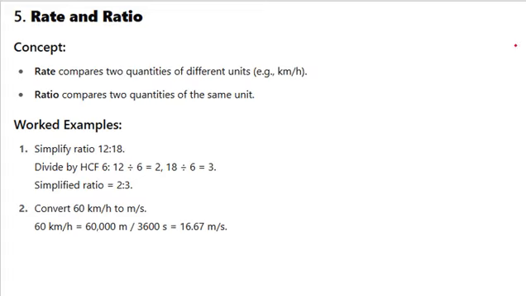The simplest definition you can ever say is that a rate compares two quantities of different units. Whenever you compare two quantities, things like time, distance, speed, those are quantities, it means you use two quantities in a calculation that involves what is called a rate. So a rate compares two quantities.